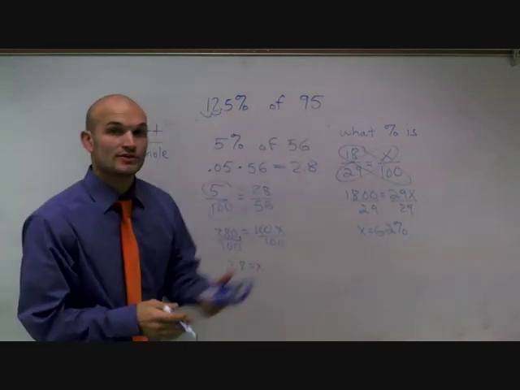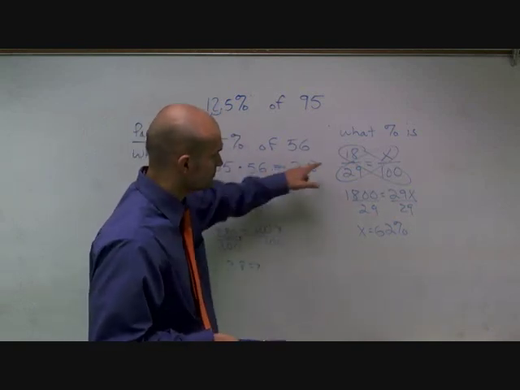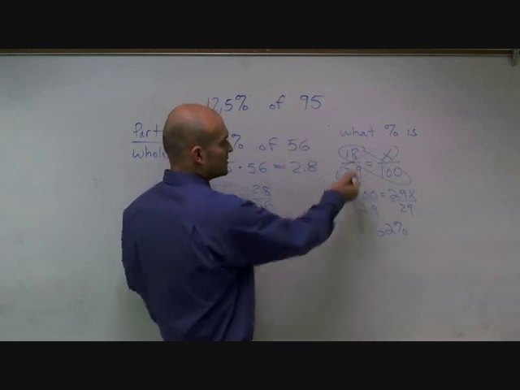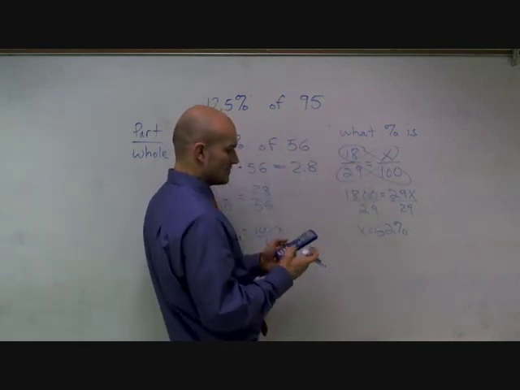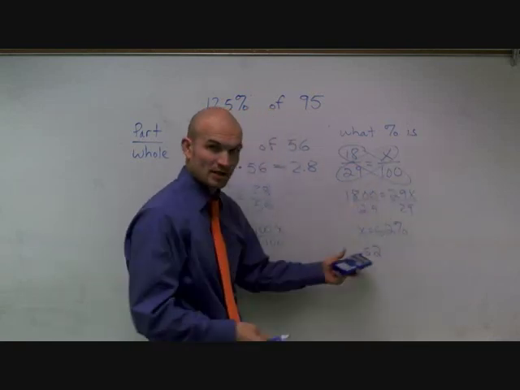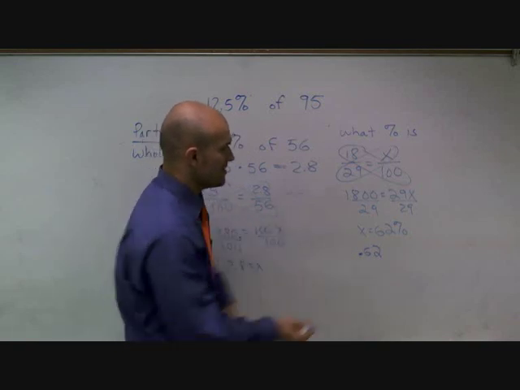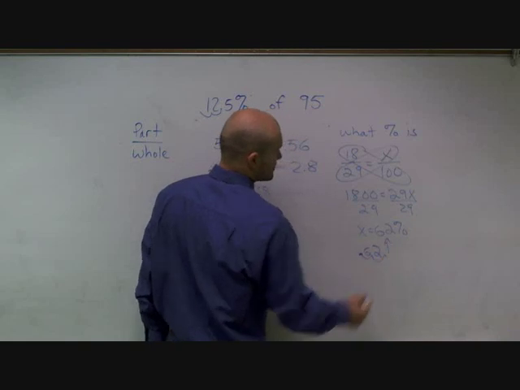If you didn't want to do this using cross multiplication, you can just divide 18 by 29 on your calculator. 18 divided by 29 equals about 0.62, and then multiplying by 100 would move the decimal over, so it'd be 62%.